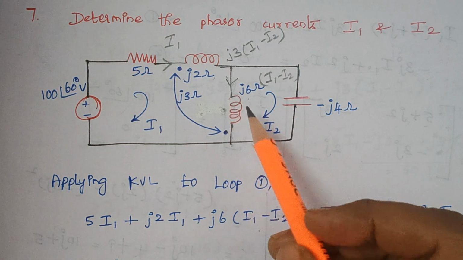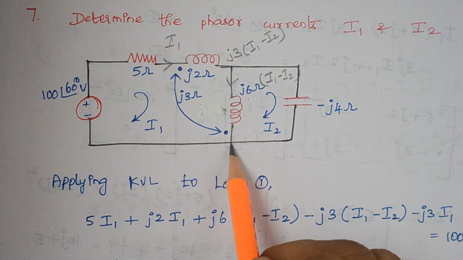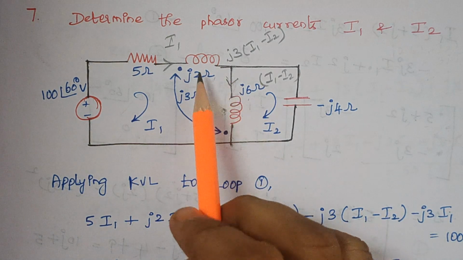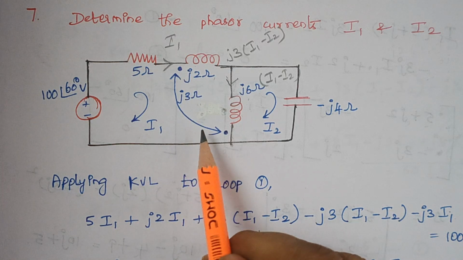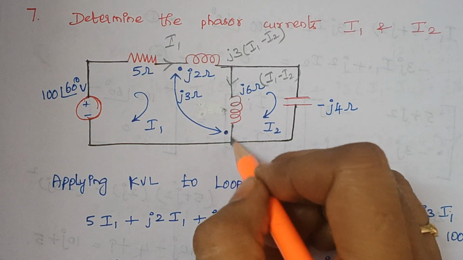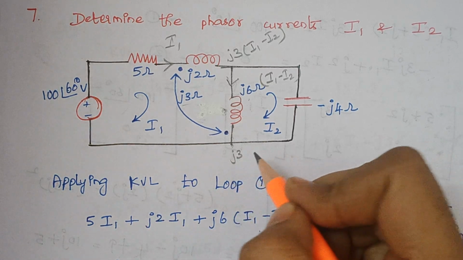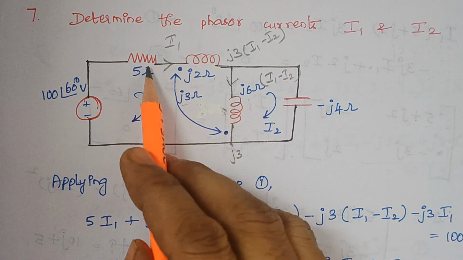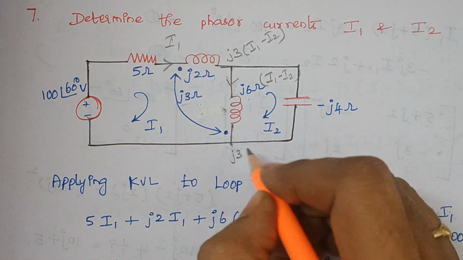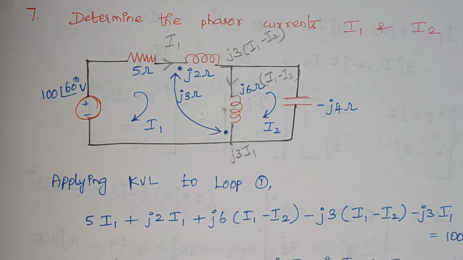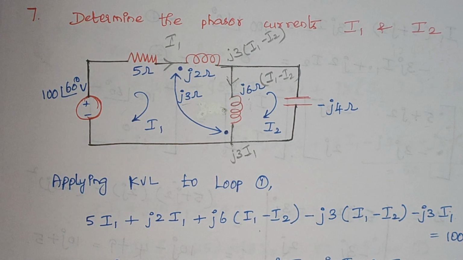Now, look at this part again. Here there will be a mutual voltage because of the current flowing through this J2 reactance. The value of this mutual voltage is J3 multiplied by the current that flows through this reactance, which is I1. So here it is J3 I1. First write down the values, then we will assign the sign.